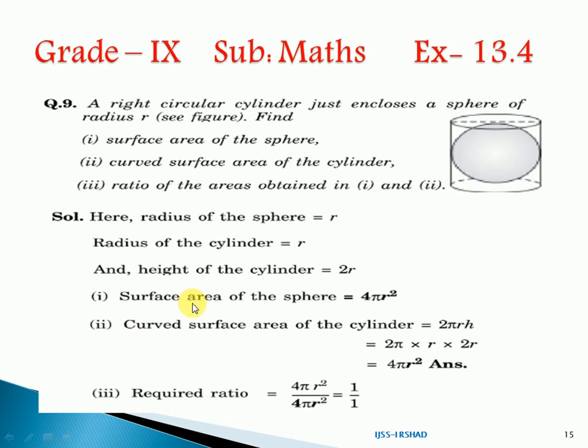So question number 1, the surface area of a sphere is equal to 4 pi r square. Pi is a constant, r I have taken as the radius, so this will be the answer. Surface area of a sphere is equal to 4 pi r square.